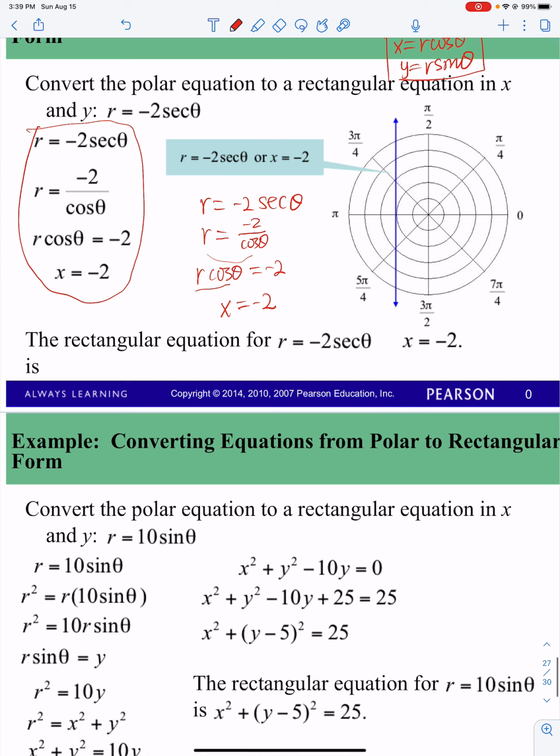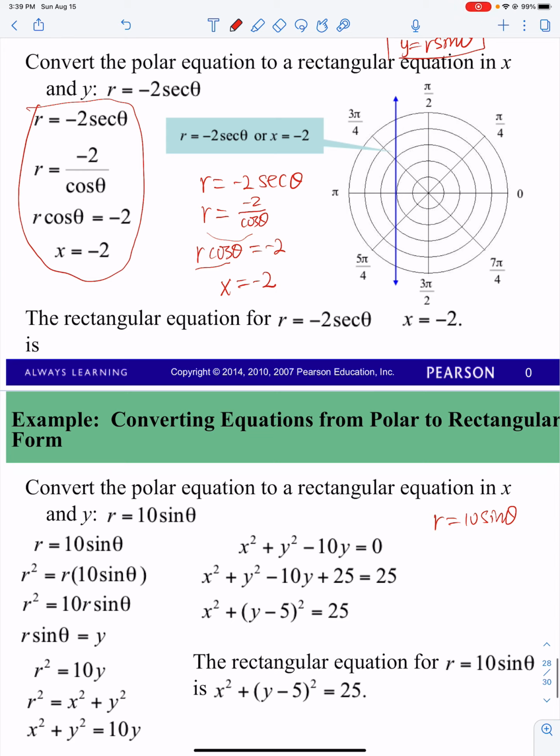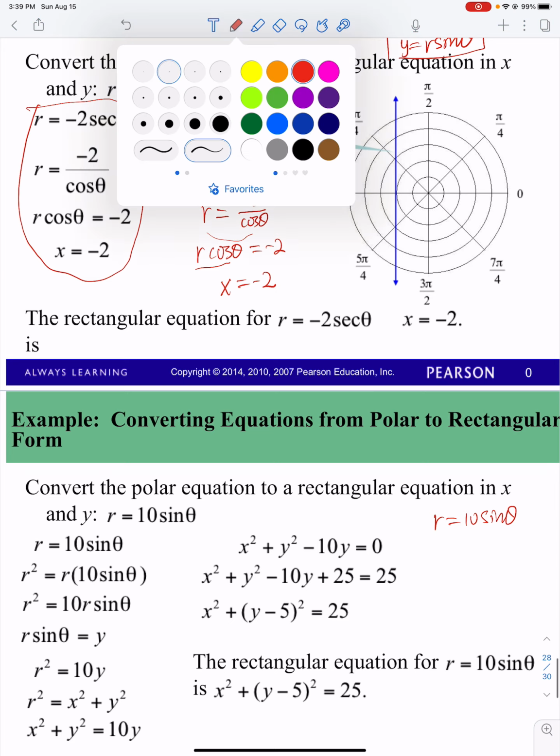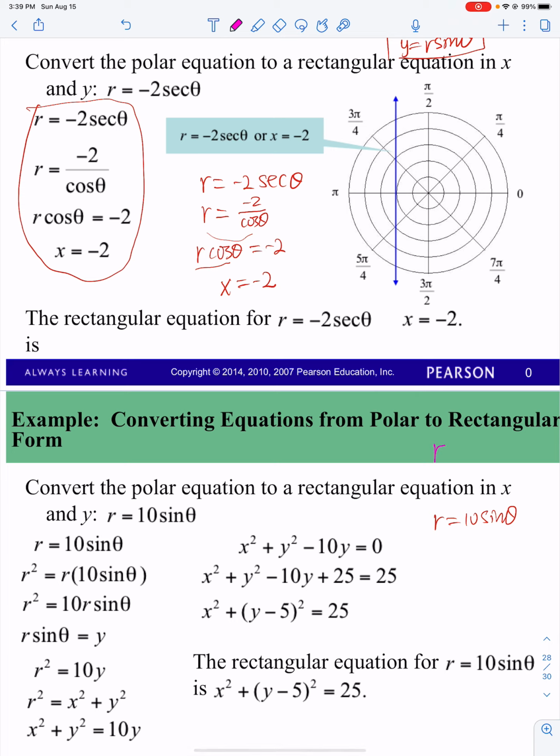Okay, r equal to 10 sine theta. Okay, so this is another one. Okay, r equal to 10 sine theta. Okay, so what should we do here? What do we want? We want r sine theta equal to y, then that's perfect. But if we have r on this side, that's not what we want, yeah? Okay, then what should we do? Make one, yeah? So if we are missing something, multiply r, you multiply r on both sides.